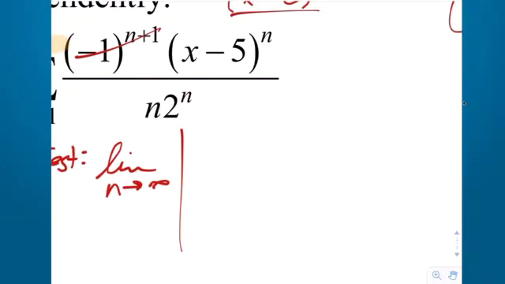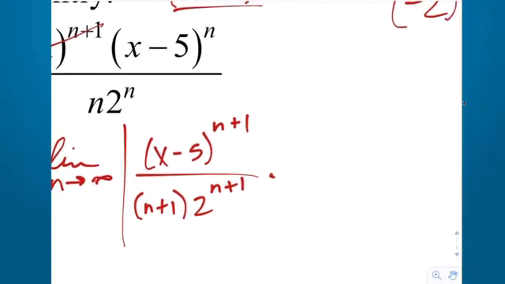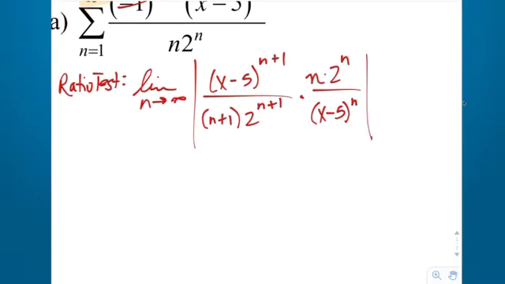So we'll take the n plus first term, which is x minus 5 to the n plus 1, all over n plus 1 times 2 to the n plus 1. And then instead of dividing by the nth term, or the absolute value of it, we'll multiply by its reciprocal, which is n times 2 to the n, all over x minus 5 to the n. And then from there, we start simplifying. And it should work out kind of nice. It's also kind of fun.